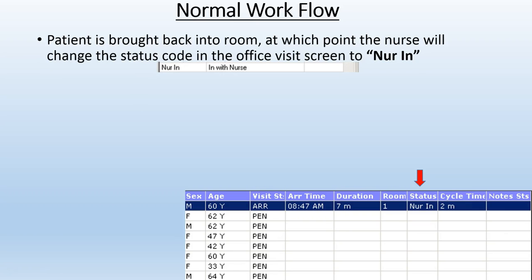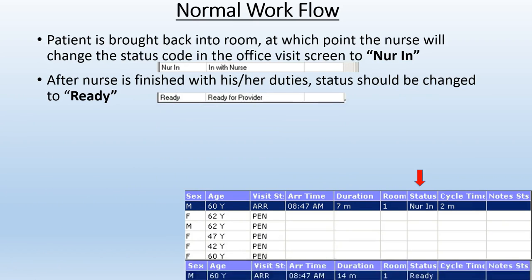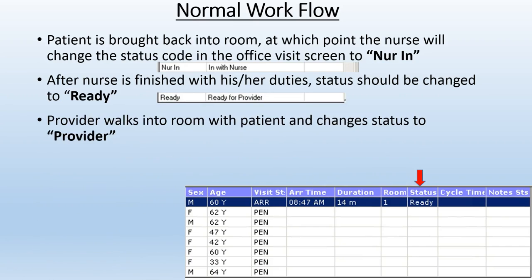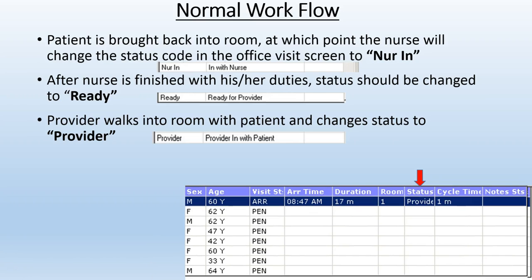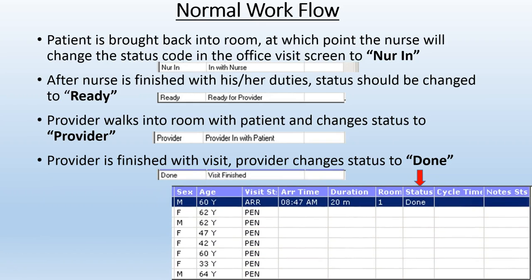After the nursing staff is finished with the patient, they will change the status code to Ready. Here's how that would look in the office visit screen. When the provider enters the room, they should change the status code to Provider. Once the provider is finished and no other services are needed, the provider can change the status code to Done since the visit is completed. Patient is then sent to checkout at the front desk.